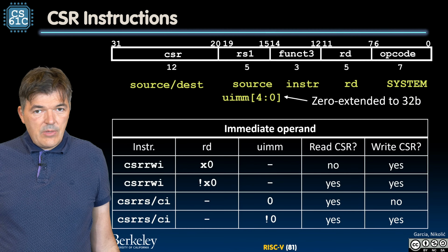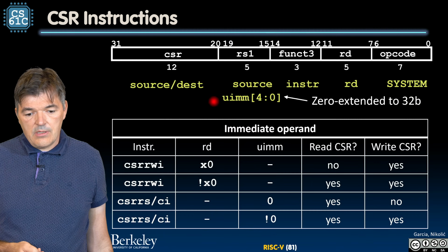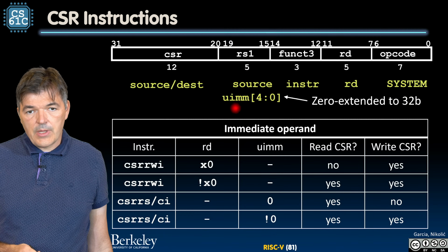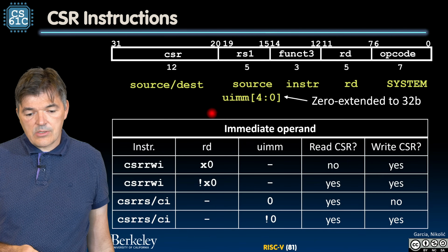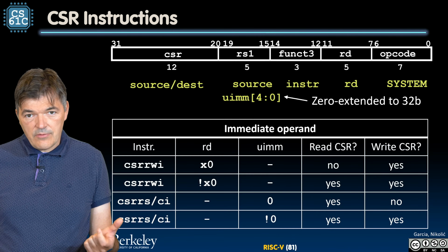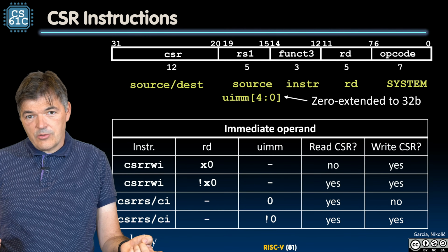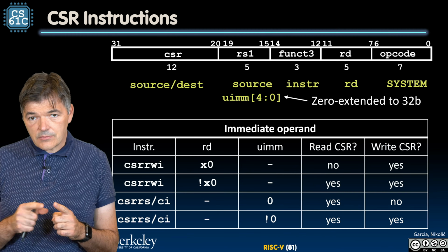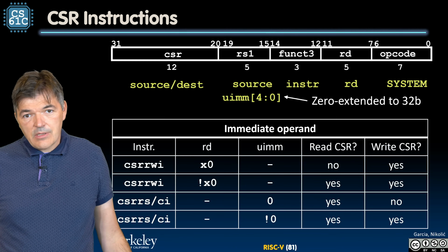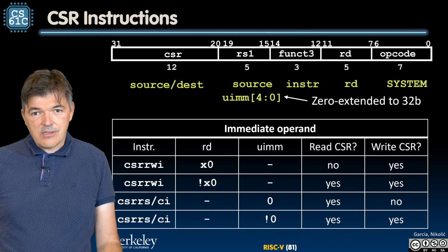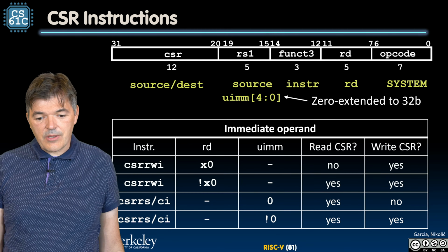Then we have the immediate variants, which work exactly the same, except that in the source field, we are not storing the address of the source register. We are storing the immediate value, and this immediate value is 5 bits that needs to be extended to write a 32-bit CSR. Keep in mind that it is always zero extended. It doesn't make sense to sign extend things that are just status bits. We're not really doing any arithmetic with them.